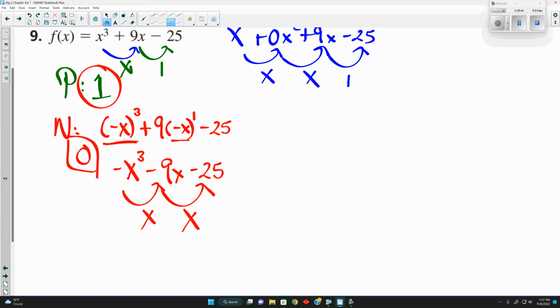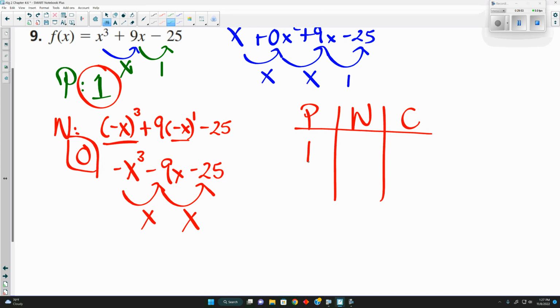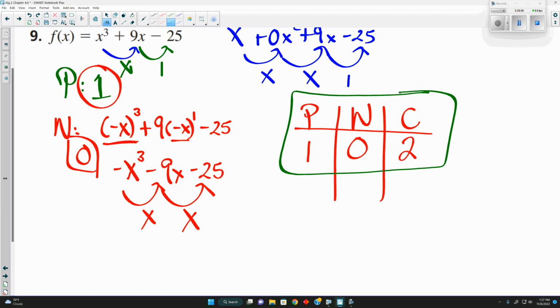So does this add up to our degree? No. Positive. So we'd have 1, 0, and 2. So if there's a term missing, we don't have to add it in. But that's it.